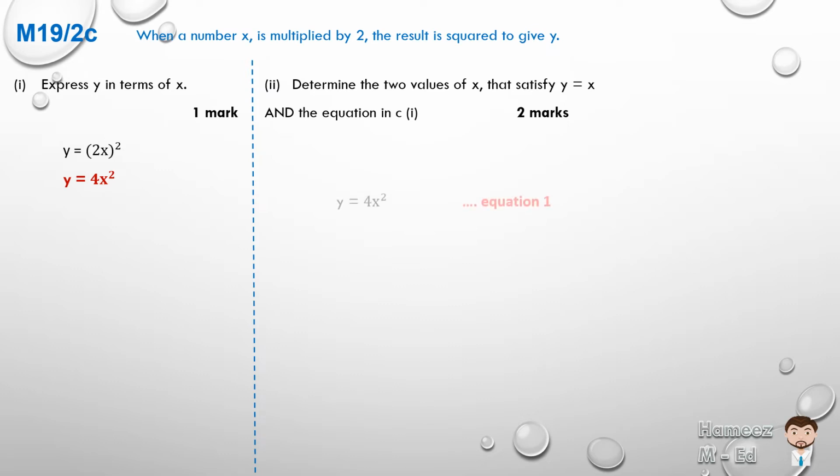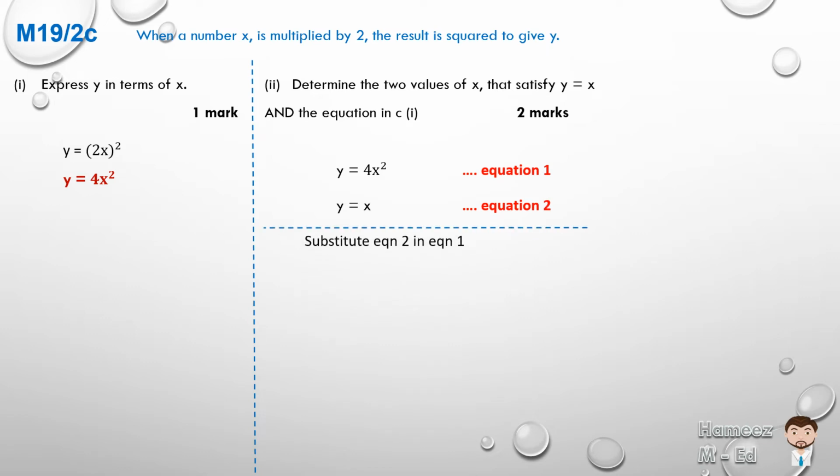And let's say the first equation, y is equal to 4x squared, and the second equation, y is equal to x. So there are a couple different ways we can solve it. So what I'll do, I'll use substitution, where I'll substitute equation 2 into equation 1. Now y is equal to x, and y is equal to 4x squared. As such, x is equal to 4x squared.